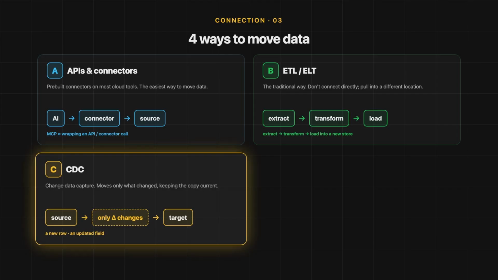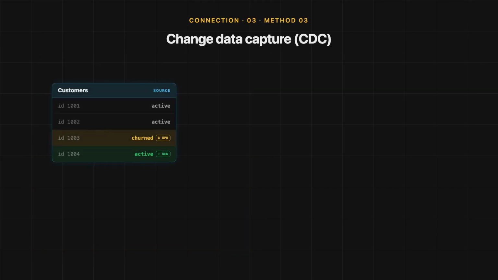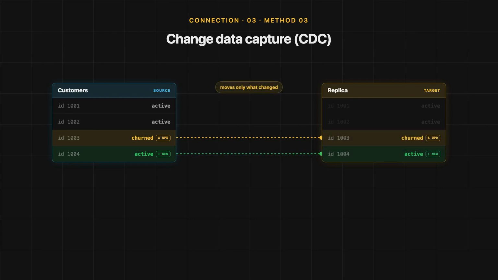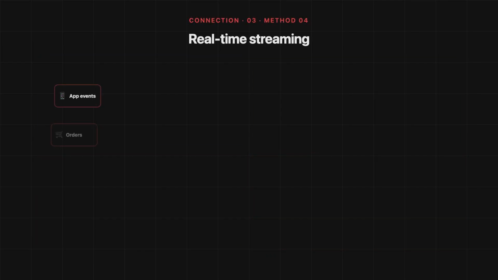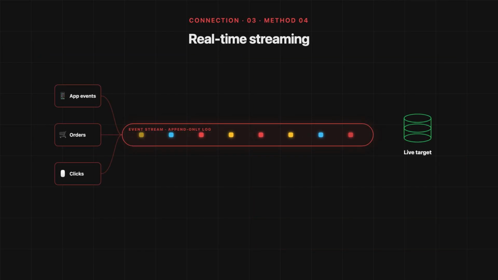Now, another way is change data capture. This is CDC, and this only moves what is changed. It's just gonna be a new row or an updated field or something along those lines, and it's only gonna move those changes. And lastly is like a real-time streaming. This is event level streaming. So something like Kafka or Kinesis or something along these lines, this will give you near real-time streaming.